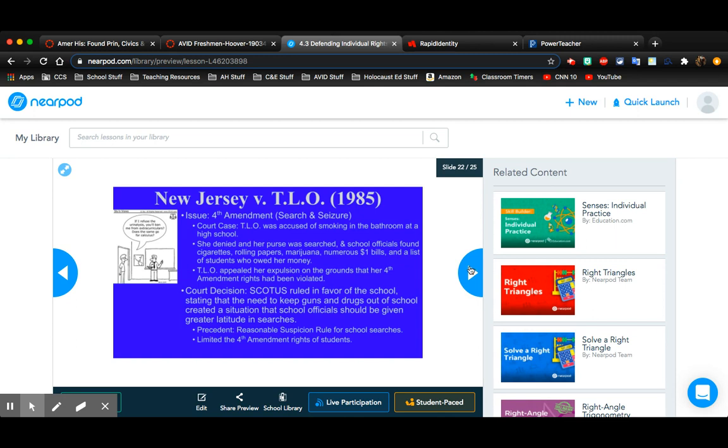She appealed her expulsion from school on the grounds that her Fourth Amendment rights, illegal searches and seizures, probable cause, had been violated. The court said that the school is right in this case because they needed to keep guns and drugs out of school, and this created a situation where school officials had to have broader powers. So the precedent set here is that reasonable suspicion can give school officials the right to search certain property that belongs to students.